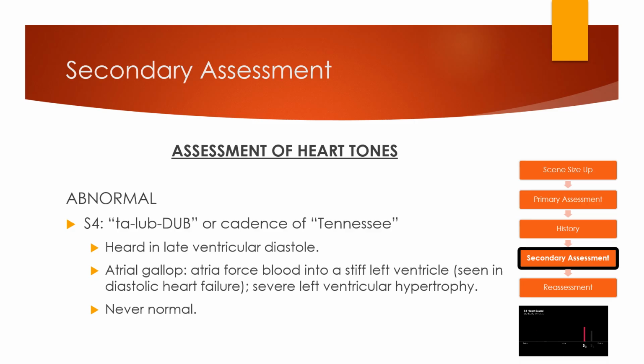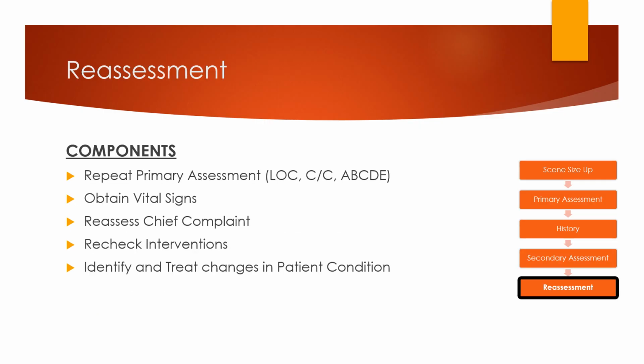Okay, and what happens is that atria force blood into a stiff left ventricle. Okay, so a patient's heart that does not want to be compliant, it does not want to stretch, it does not want to fill, and so blood is being forced into that stiff ventricle. We would see this with something like severe left ventricular hypertrophy, where the ventricle gets very, very big and doesn't want to stretch, and it is never a normal sound. Okay. All right, so some of the abnormalities that you might see in cardiac patients, we will talk about more of those abnormalities with each individual disease process.